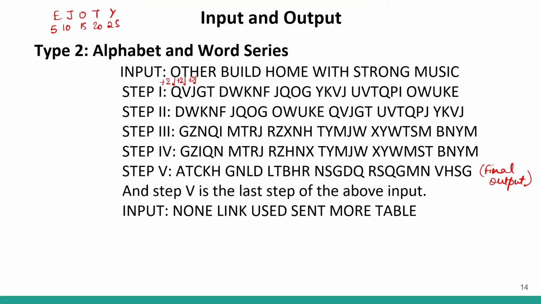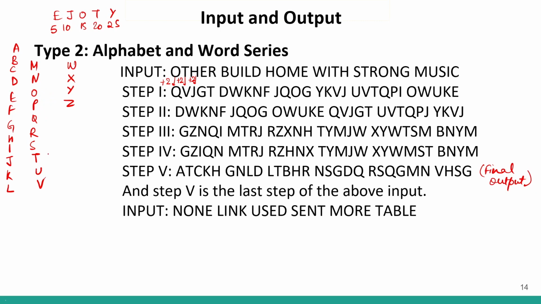H to J is also +2. So let me write the alphabets. A, B, C, D, E, F, G, H, I, J, K, L, M, N, O, P, Q, R, S, T, U, V, W, X, Y and Z. These are your alphabets. So from O to Q is +2, correct?